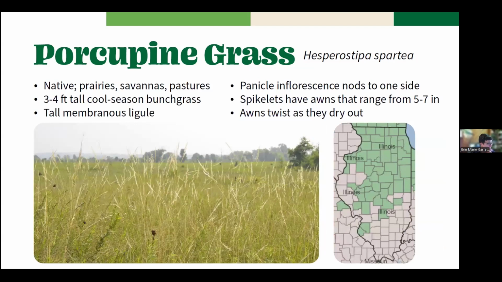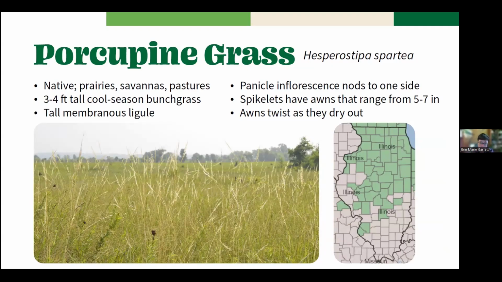Okay, we're going to move into porcupine grass in the Hesperostipa genus. This is one that you're going to find definitely central to northern Illinois. We don't have it where I am in far southern Illinois. Native grass of our prairies and savannas. This one is a cool season grass.